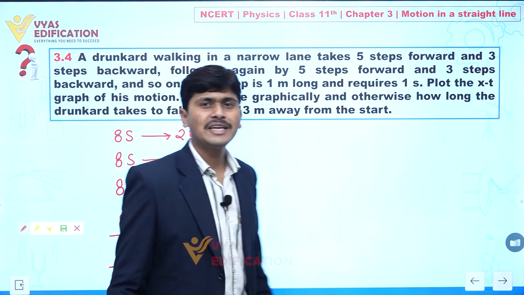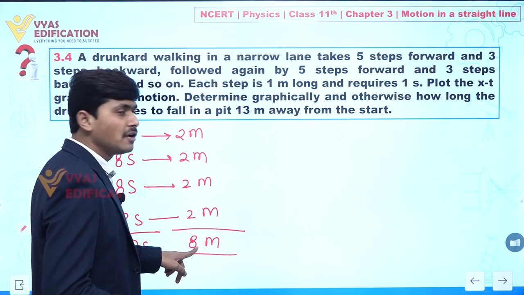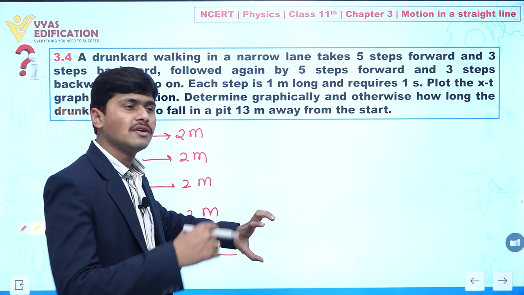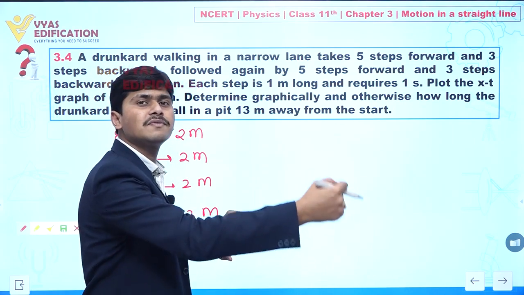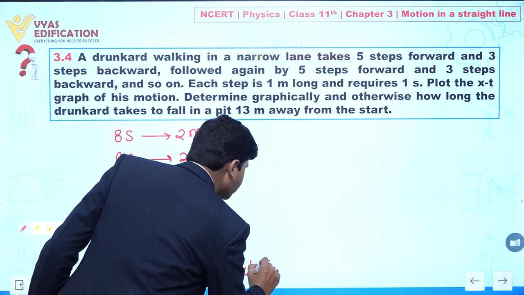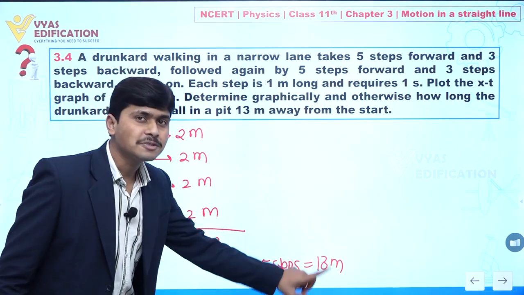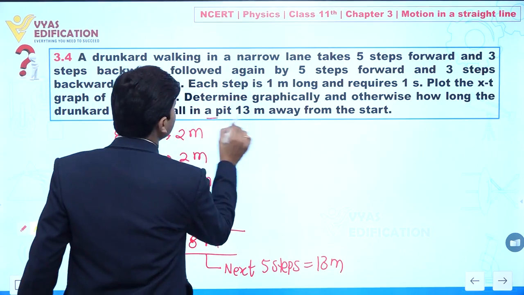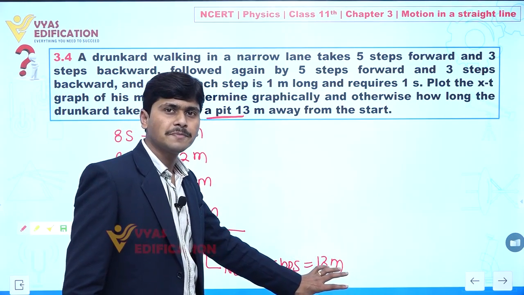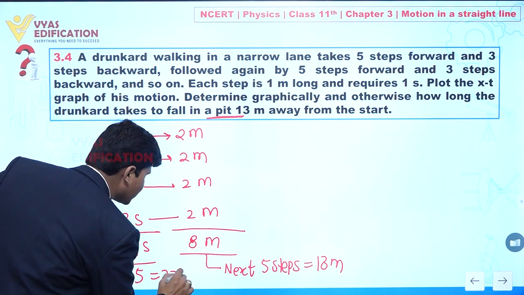But what will happen in the next situation? When the drunkard takes 5 steps forward, 8 meters of distance is already covered, and 1, 2, 3, 4, 5 means 8 plus 5, 13 meters. So in the next 5 steps the total distance is 13 meters. Clear? And at this position we have a pit. Yes or no? So the drunkard will fall in that pit. If he moves 5 steps, 5 seconds more are needed. So the total time taken will be 37 seconds.